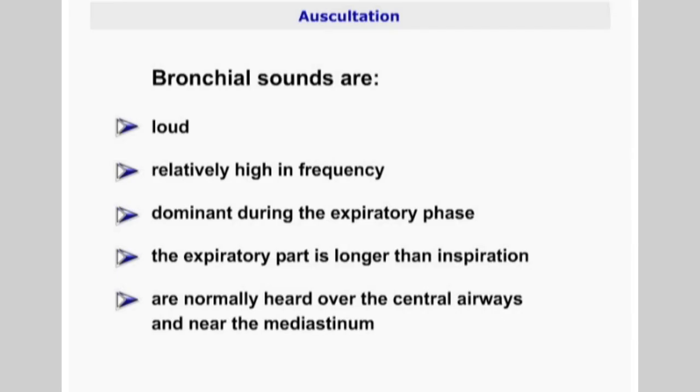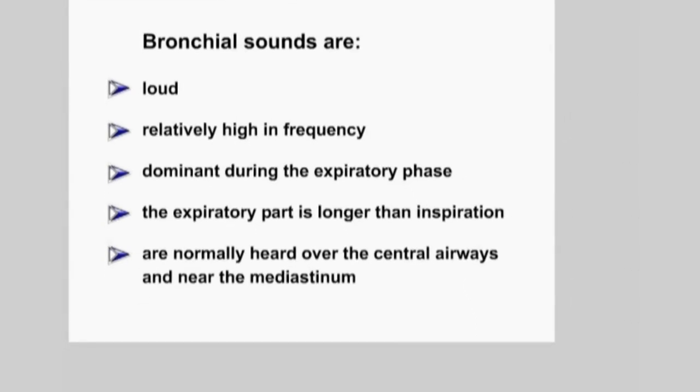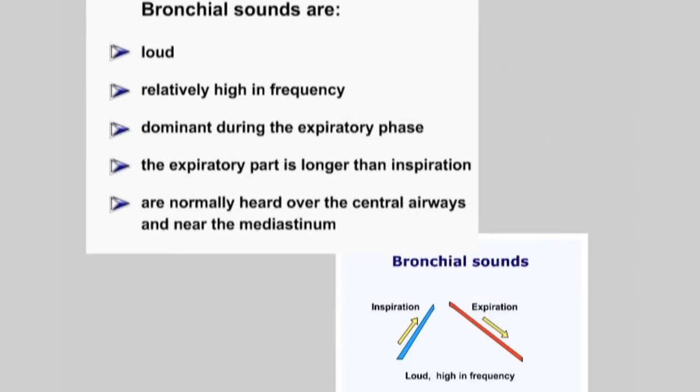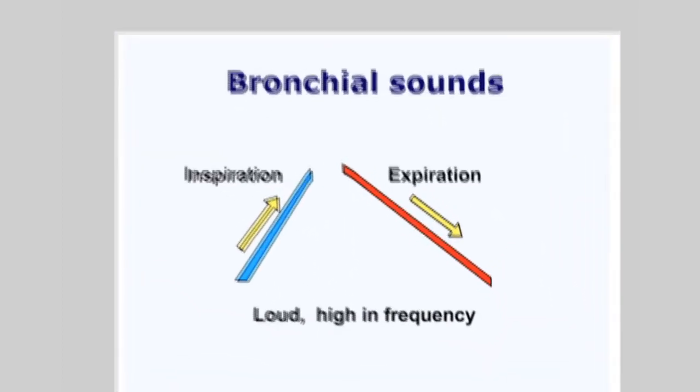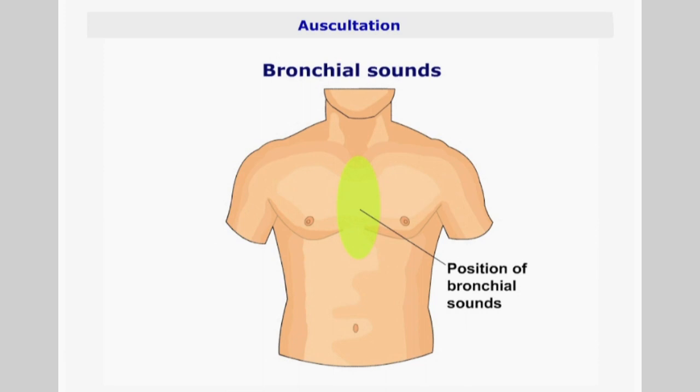Bronchial sounds are loud, relatively high in frequency, and dominant during the expiratory phase. The expiratory part is longer than inspiration. Bronchial sounds are normally heard over the central airways and near the mediastinum.